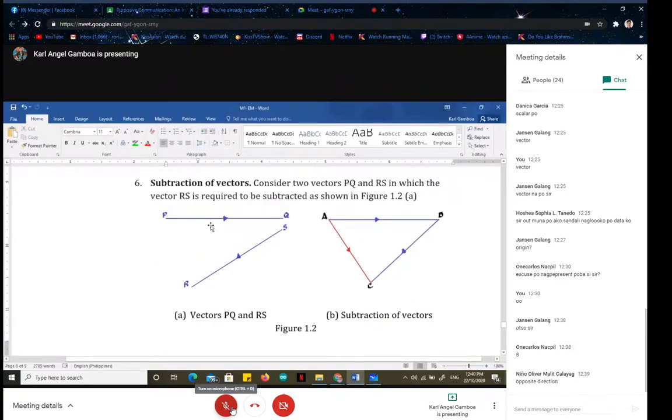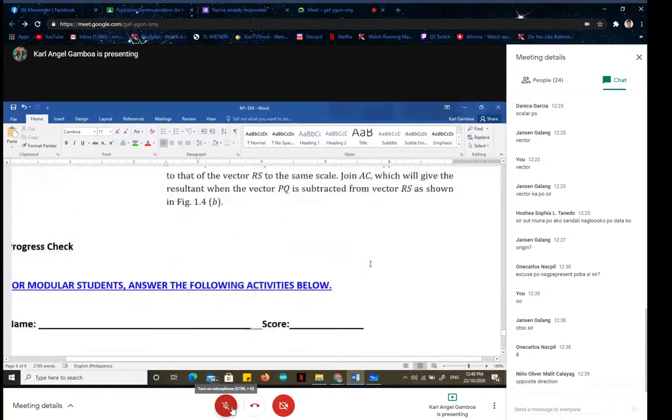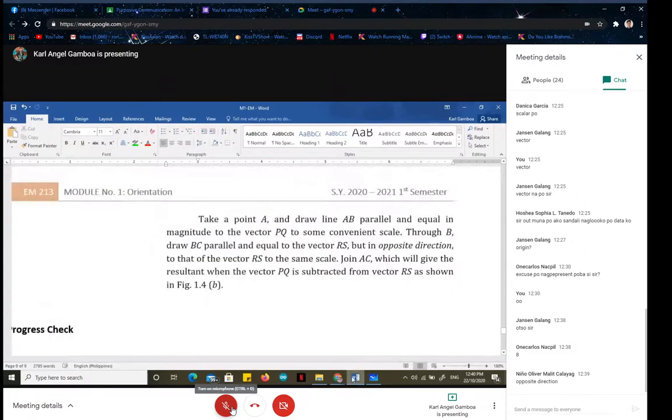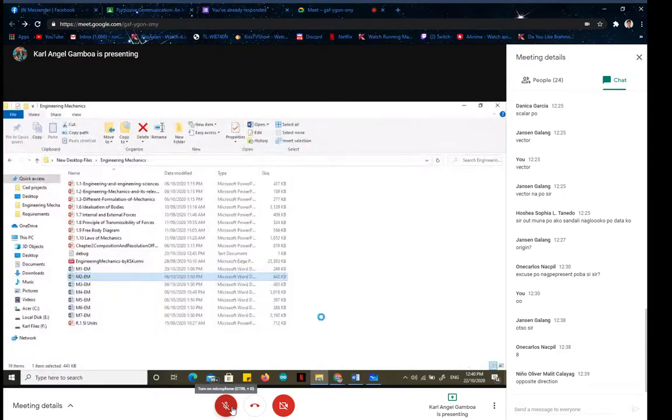So same process pa rin. So what do we do? So we just combine both two vectors and then we tend to directly subtract them. Okay? So let us now move on how do we solve this kind of vector. So introduction lang yun.